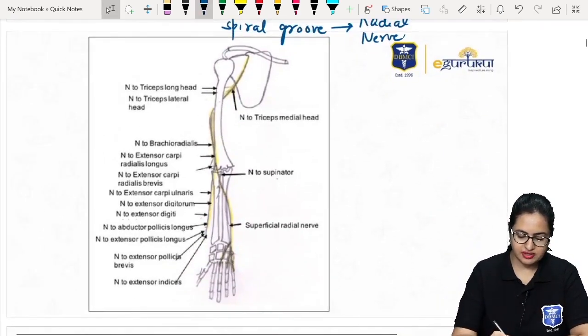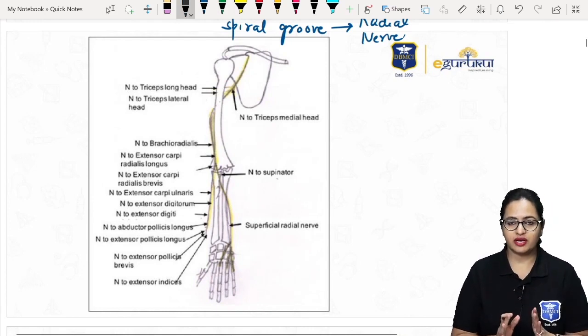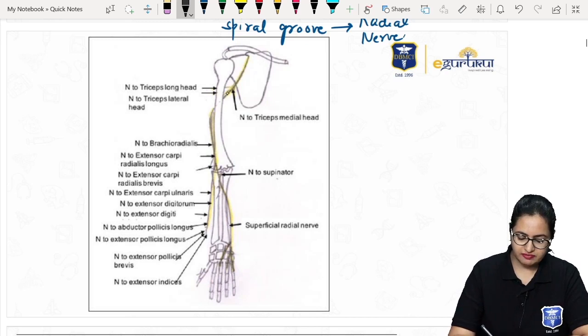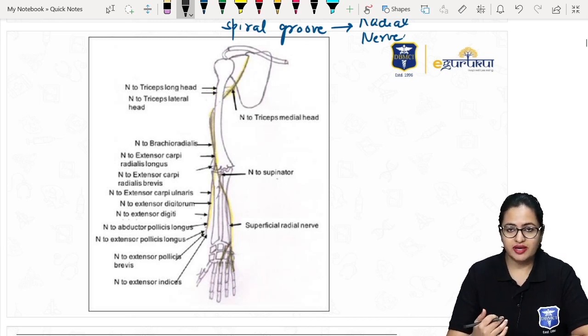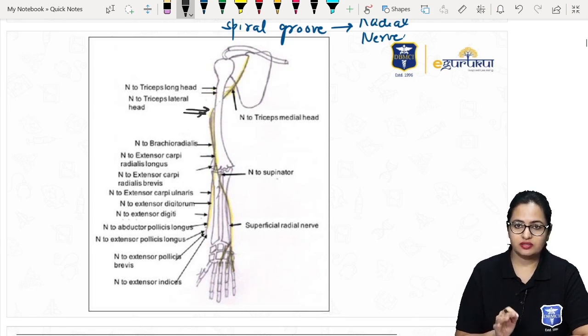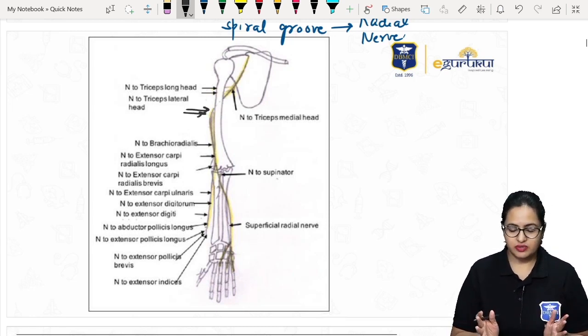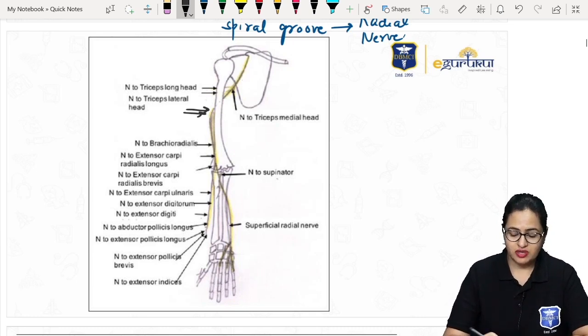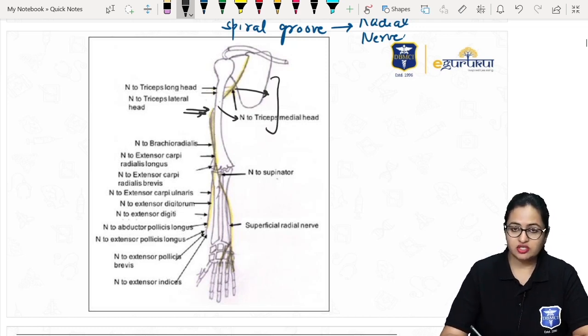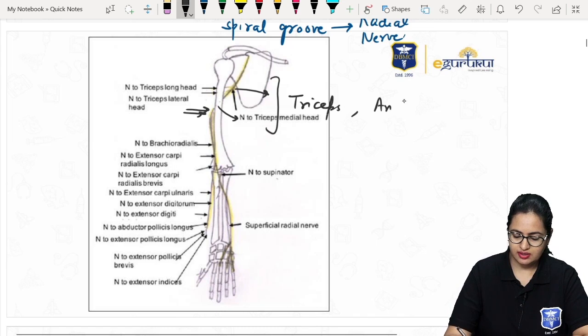When we talk about this radial nerve, we know that it is a branch of the posterior cord of brachial plexus, and as it comes, you can see very well it is going towards the posterior aspect of the shaft of the humerus at this location where it is running in the spiral groove, and it is giving off various branches. It gives off branches above the spiral groove, within the spiral groove and below the spiral groove. Above and at the spiral groove, it is giving supply to the muscles triceps and anconeus.